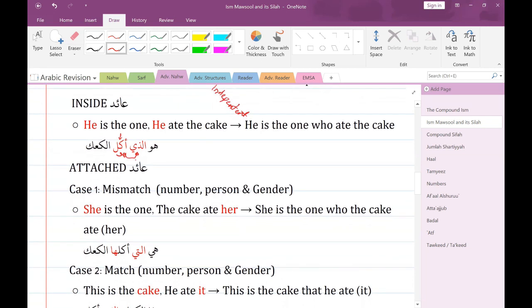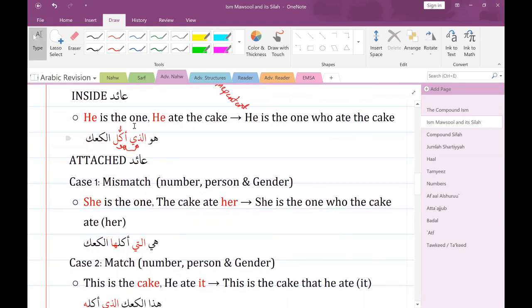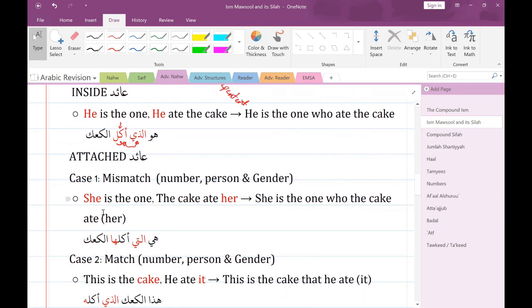Then we have an attached a'id. There are two cases actually, because in the inside there's always going to be a match. But in the attached a'id, when the pronoun is outside, attached to the Silah al-Mawsool, then either it's going to be a mismatch or it's going to be a match. Okay, so we start with the mismatch. And I started with the mismatch because I wanted you to see evidently how a mismatch looks. Then it will be easier to see the match.